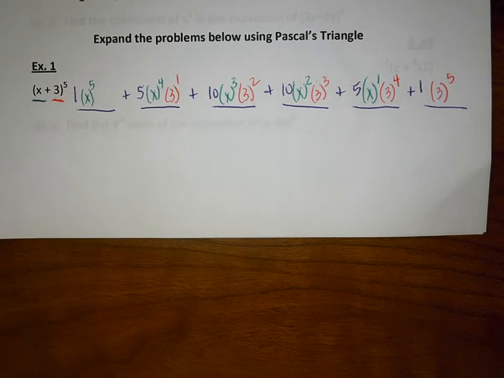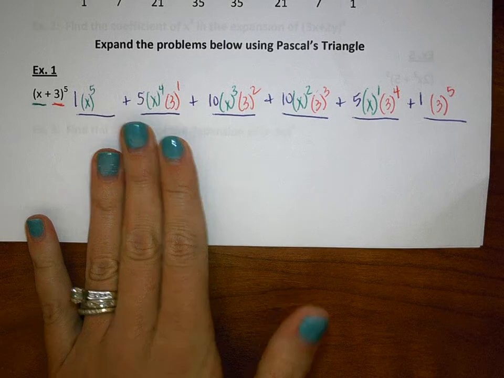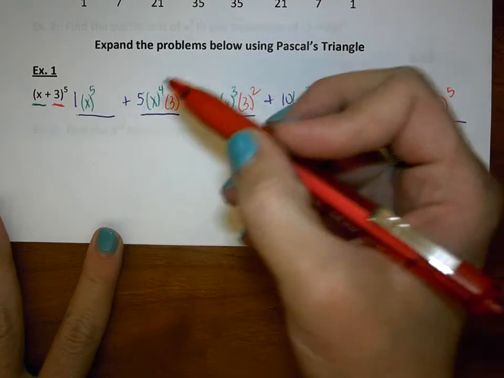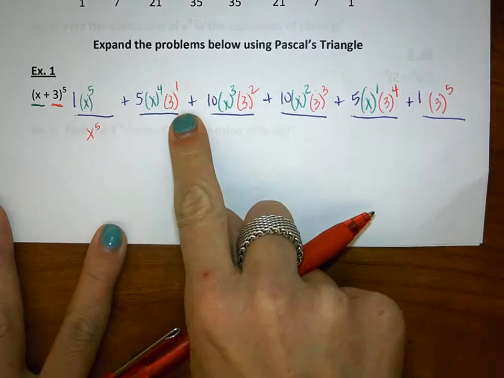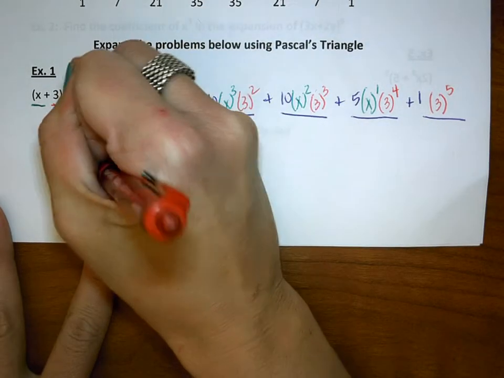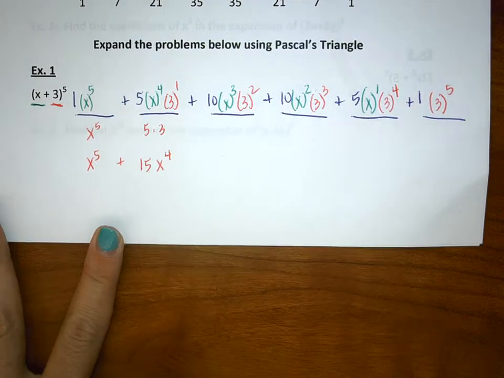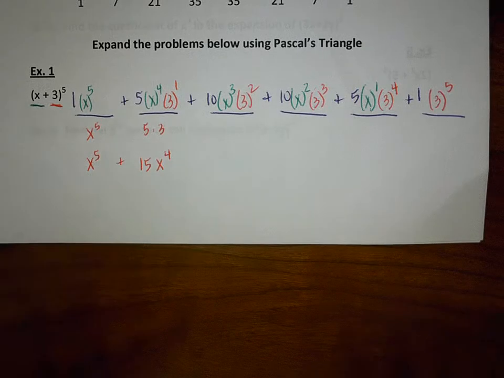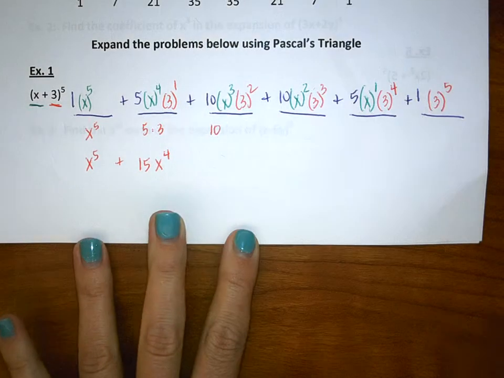Now, what I normally do is, see how I have 2 numbers here on this one? The first term is good, I just have x to the 5th. But on this one, I have 5 and 3. So sometimes I'll write 5 times 3, and I get 15x to the 4th. So I'll take a couple steps here. On this one, I'm going to have 10. I'm just looking at my numbers right now.